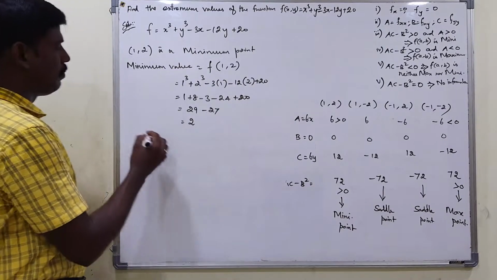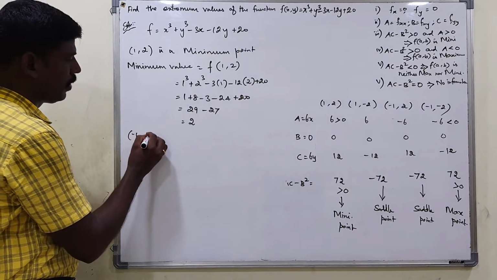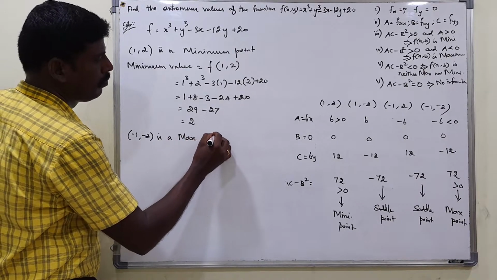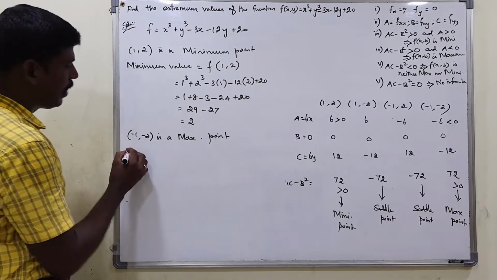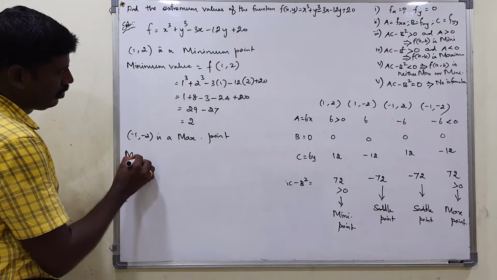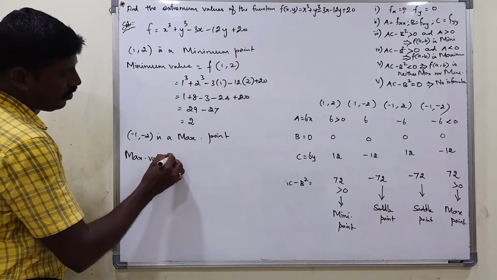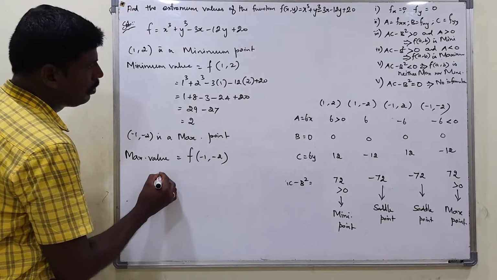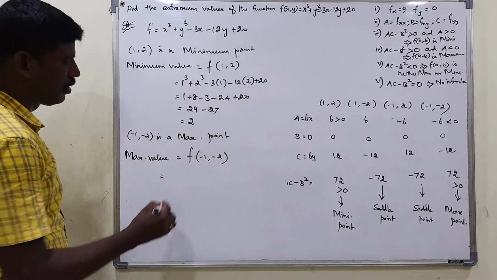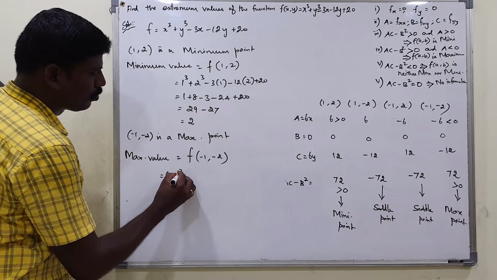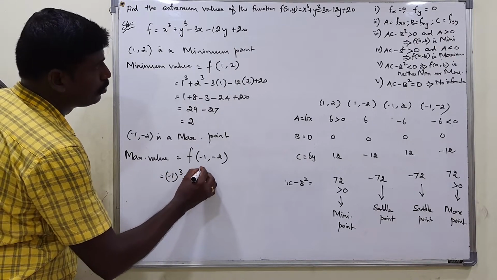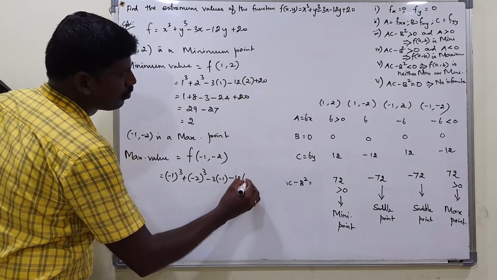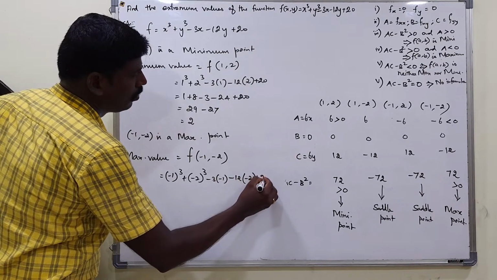Same like that, (-1, -2) is a maximum point. To find the maximum value, maximum value is equal to f of (-1, -2). Substitute the point in f of (x, y), what will you get? Minus 1 cube plus minus 2 cube minus 3 into minus 1 minus 12 into minus 2 plus 20.